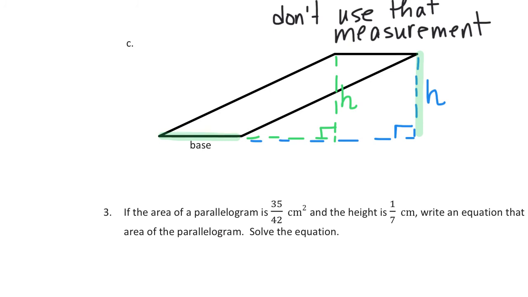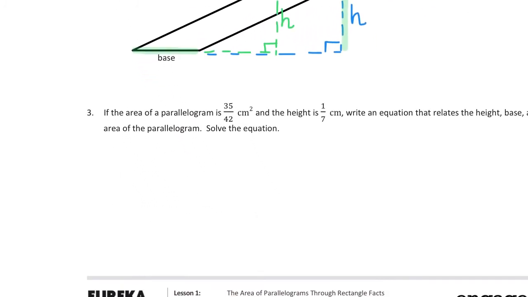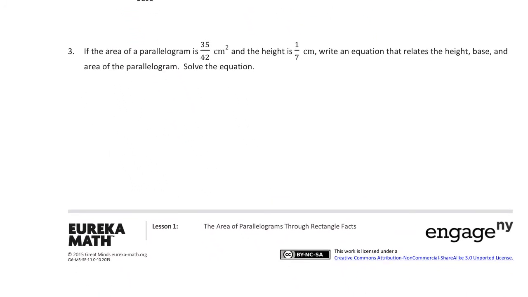Okay. On problem 3. It tells us the area of the parallelogram is 35/42 centimeters squared, and the height is 1/7 of a centimeter. It says write an equation that relates the height, the base, and the area of the parallelogram, and solve the equation. So our equation, area equals the base times the height.